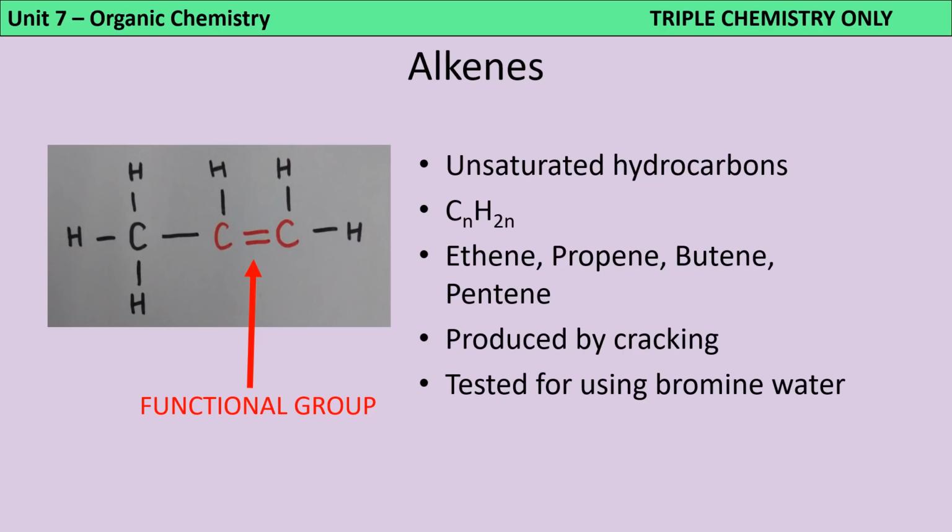The first 4 alkenes are ethene, propene, butene and pentene. There's no methene because you can't have an alkene with only 1 carbon because there wouldn't be another carbon for it to form a double bond to. As we've already said, alkenes are produced by cracking and they can be tested for by using bromine water.